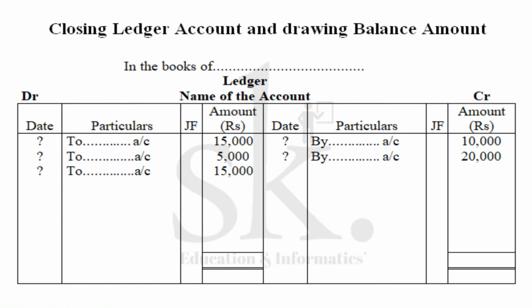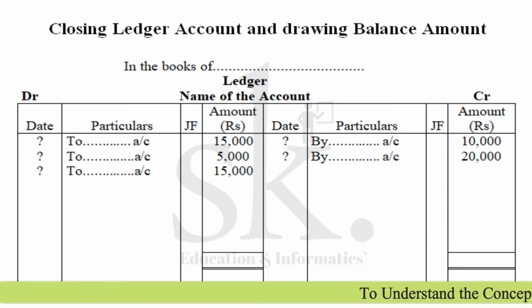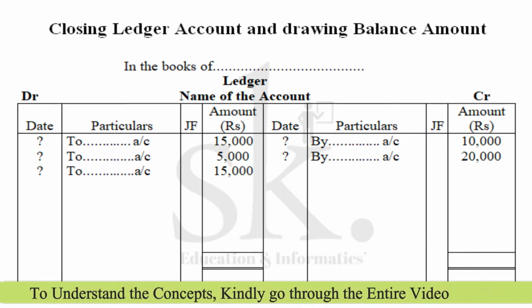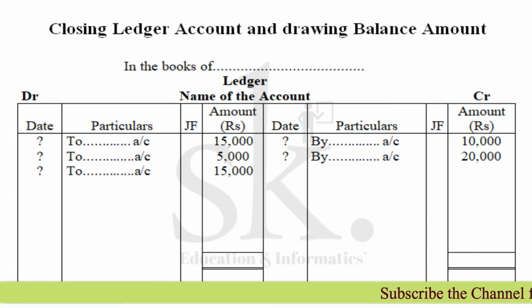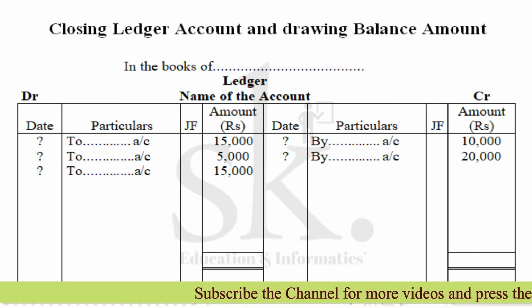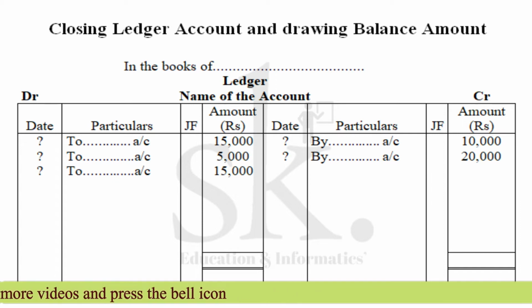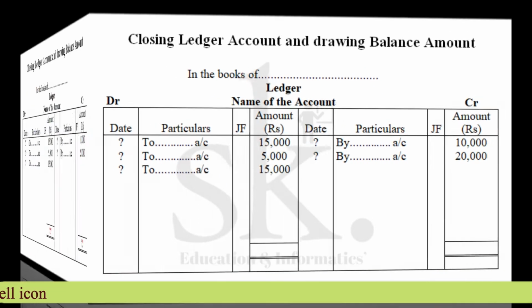On the debit side, we find there are 3 entries, and on the credit side, there are 2 entries. On the debit side, the respective amounts are 15,000, 5,000 and 15,000, whereas the credit side, it's 10,000 and 20,000. So this is a typical posting which has been done from a journal to a ledger, and these are the 5 items which are recorded, 3 on the debit side and 2 on the credit side.